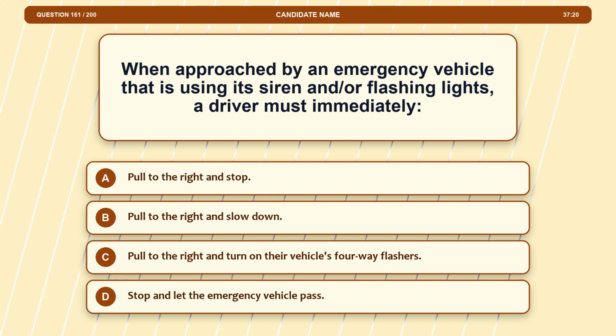must immediately: Option A, pull to the right and stop. Option B, pull to the right and slow down. Option C, pull to the right and turn on their vehicle's four-way flashers. Option D, stop and let the emergency vehicle pass.